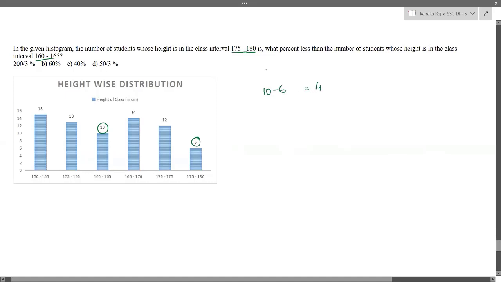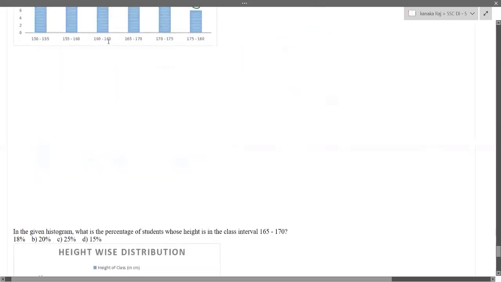They're asking us for the percentage. So how do I calculate the percentage? Change in value divided by original value. What is my original value? The original value is 10. So 4 divided by 10 into 100. If I solve this, what do I get? 0, 0 cancelled. So 40%. Do I have that in our options? Yes. Option C, 40% will be my final answer.